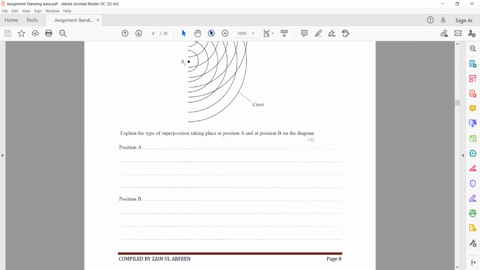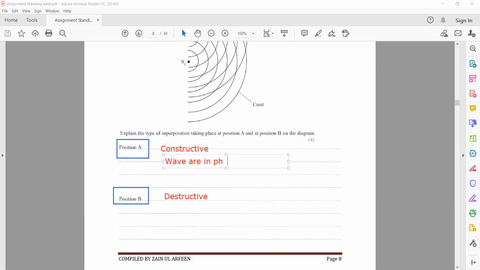The type of interference for position A and for position B. For position A, it will be a constructive interference. And for position B, it will be a destructive interference. Because the two waves are in phase at A, and the two waves are in antiphase at B.